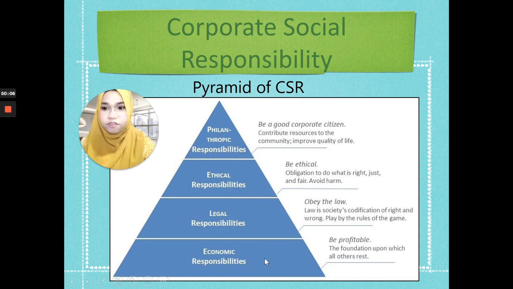So every new company, when they want to do CSR, they will look at the economic responsibility first. They just want to be profitable, the foundation upon which all others will rest. Meaning, if I want to do some corporate social responsibility, will it be economic for my company to do that? Will I get any profits or not? Will I be able to sustain my business or not? So basically in economic responsibility, you don't do much corporate social responsibility, but your main concern is the survival of the business itself. Because what you have in mind is, as long as I can survive this business, I can provide job opportunities.